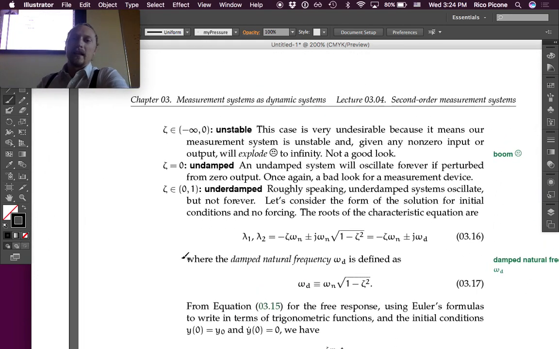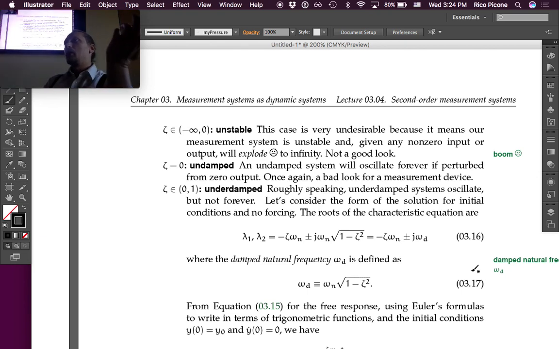That means, and we'll talk about what this means more in other courses, that our measurement system is unstable, and given any non-zero input or output, it will explode to infinity. Boom. It's not a good look for a measurement system. Okay, so there's one of our 5 cases.